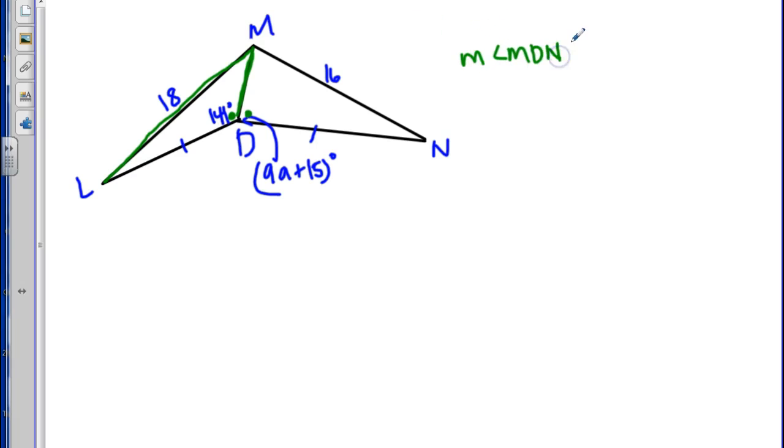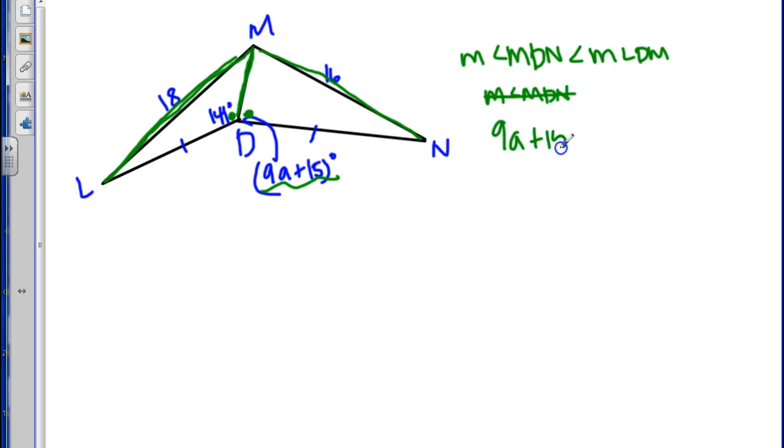The measure of angle MDN has to be less than the measure of angle LDM. I know that because this side is bigger than this side, so this angle measure will be smaller than this one. Well, we already know this angle measure, so let's put that in there. The measure of angle MDN, wait, we know that one too, don't we? It's an expression, but we know it. So let's write that expression in: 9a plus 15 is less than 141 degrees.